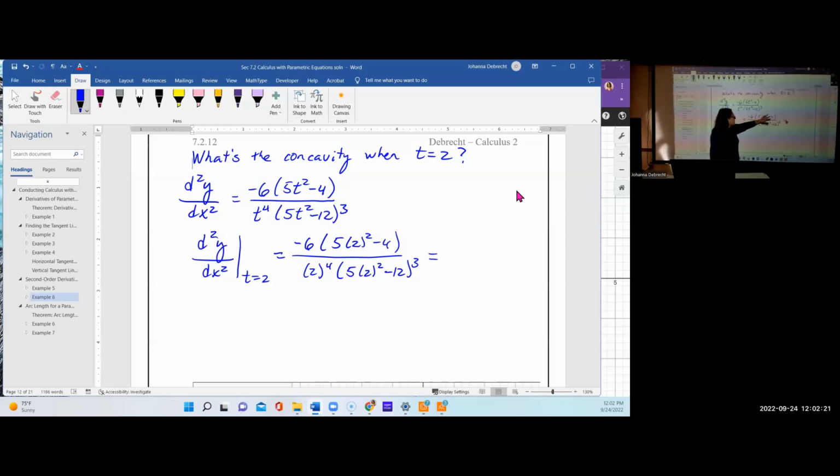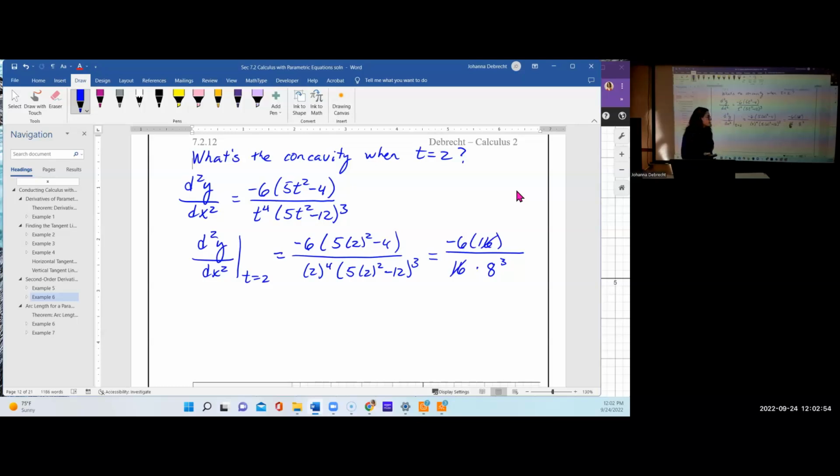So we're going to evaluate this. 2 squared is 4, 4 times 5 is 20, 20 minus 4 is 16. So I have a -6 times 16 in the numerator. 2 to the 4th is also 16, so those 16s will cancel. And then inside the parentheses in the bottom, I have 2 squared, which is 4, times 5 is 20, 20 minus 12 is 8. And then I get this times 8 cubed. So the 16s cancel, and I get -6 over 8 cubed.